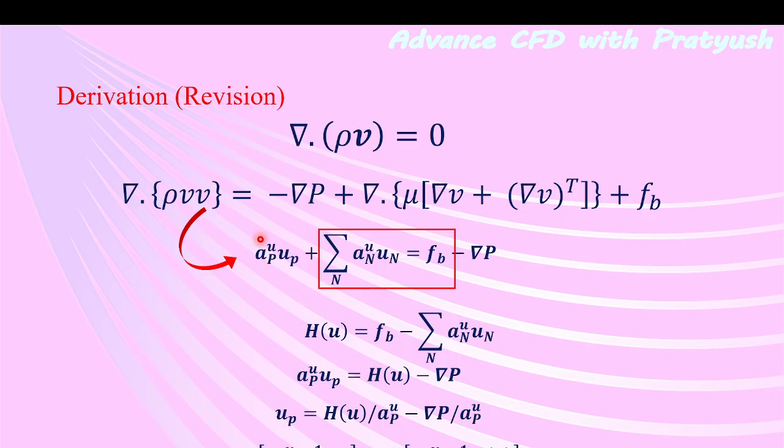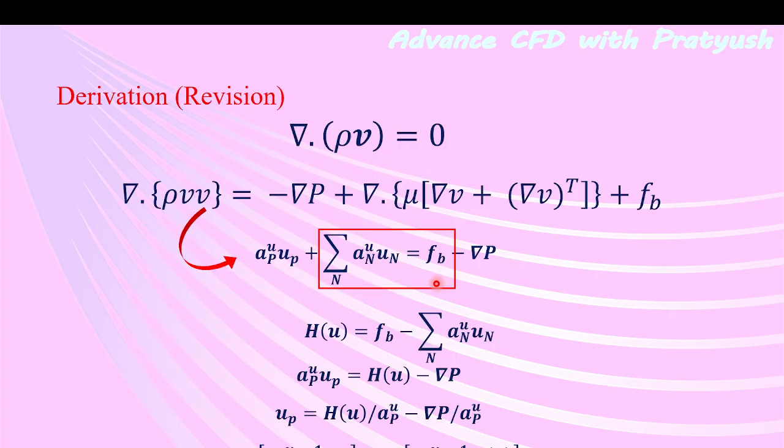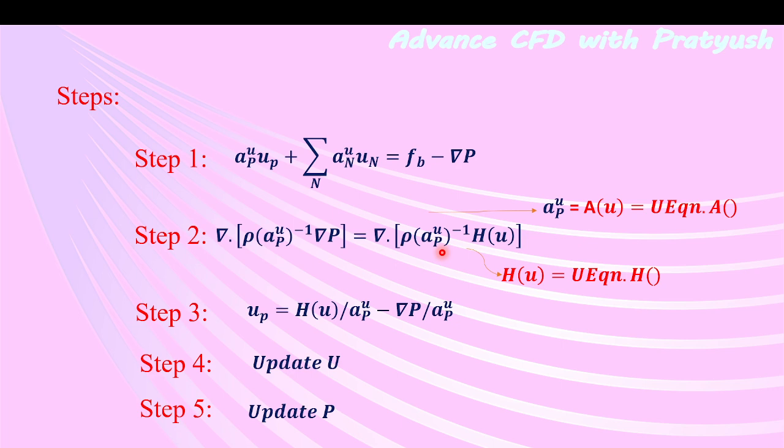When we take the diagonal inverse of this AP matrix, that is known in OpenFOAM as UEqn.A. And when we take the inverse of this complete matrix, that is the AN UN equal to the body forces. In the SIMPLE algorithm there will not be any terms related to the neighboring cells, but there should be body forces. If we calculate these two terms in OpenFOAM, we get the H operator. So these two terms are important if you want to code this OpenFOAM solver.